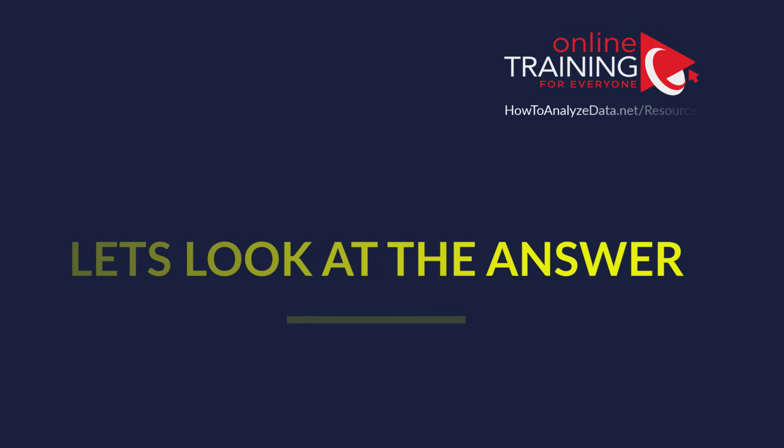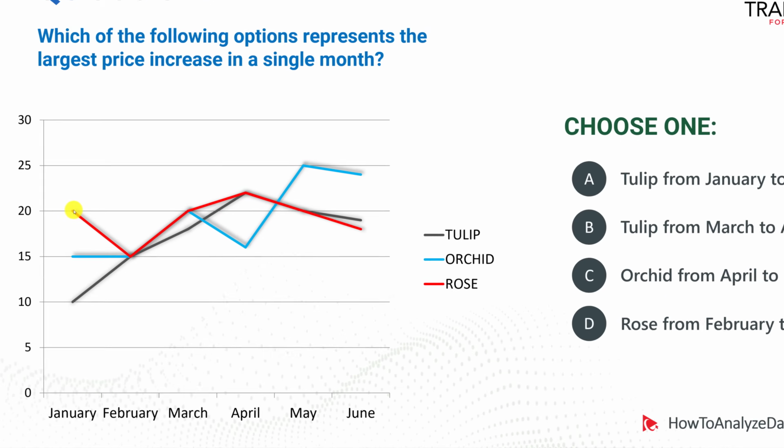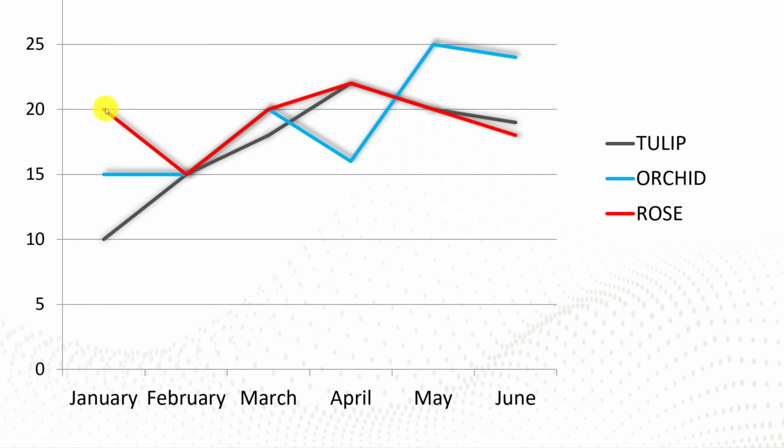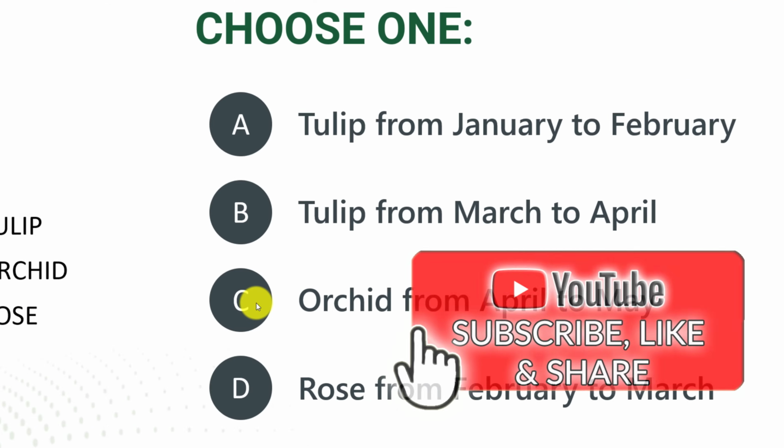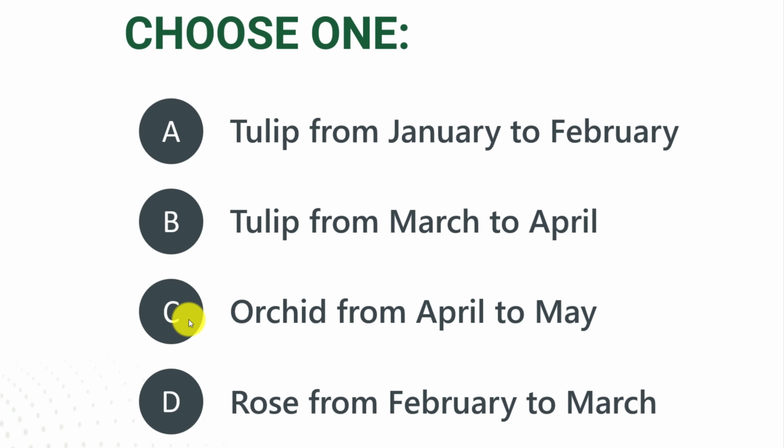To answer this question correctly, you need to look at the segments of this graph. A segment that goes from month to month represents either a price increase or a price decrease. The largest segment that represents one single month's largest price increase would be on the blue line from April to May. The blue line represents orchids. And let's go to the choices. So the right answer here is choice C, orchids from April to May.